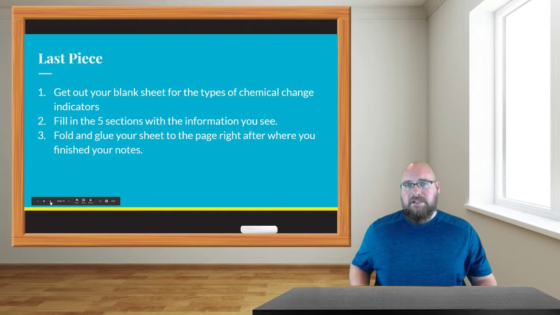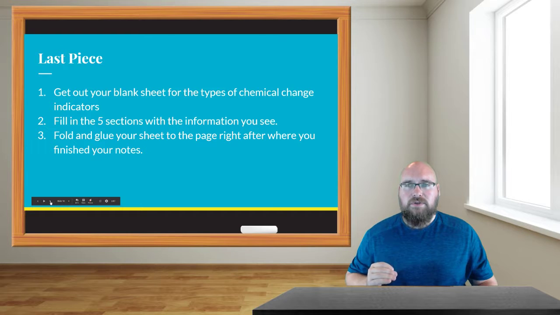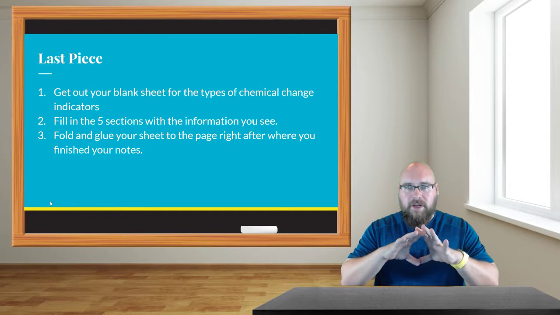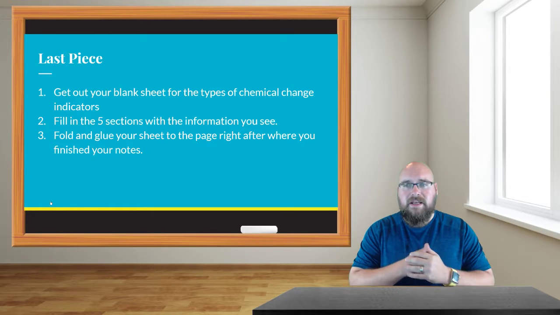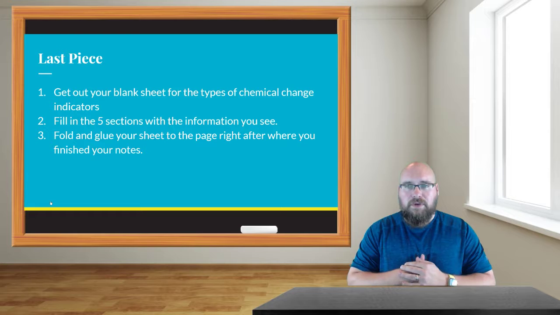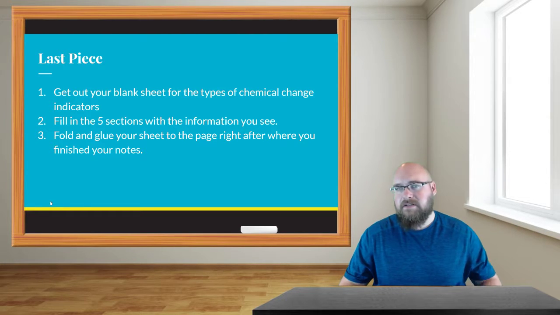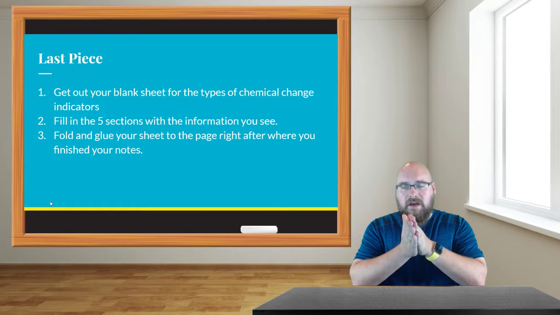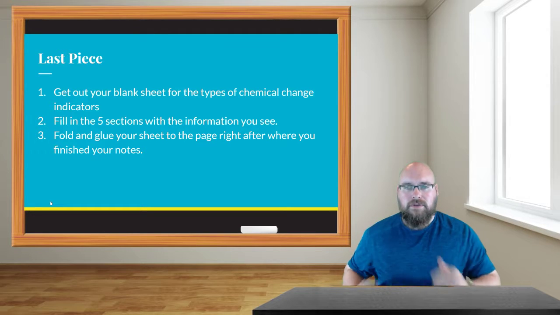Alright, so the last piece of your notes, we've gone over the different types and ways to tell. What I need you to do is, you picked up a blank sheet that had information sectioned off, but there was no information in there. I need you to fill in this page now. You picked it up on Monday as your warm-up off the cart. You'll need to fill in the 5 sections that are left, and then fold it hamburger style once, and glue it on the next page after you have completed your notes.